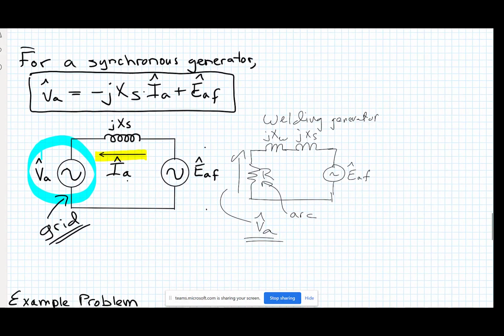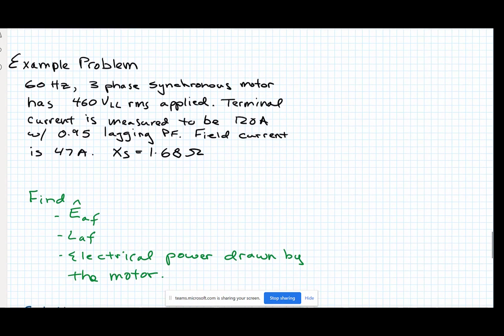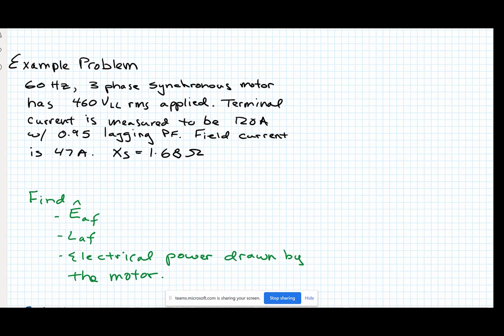So that's it for today. I'm going to give you an example problem next time, and then we're going to keep going. I'm going to show you some of these animations to try to emphasize what's going on here.